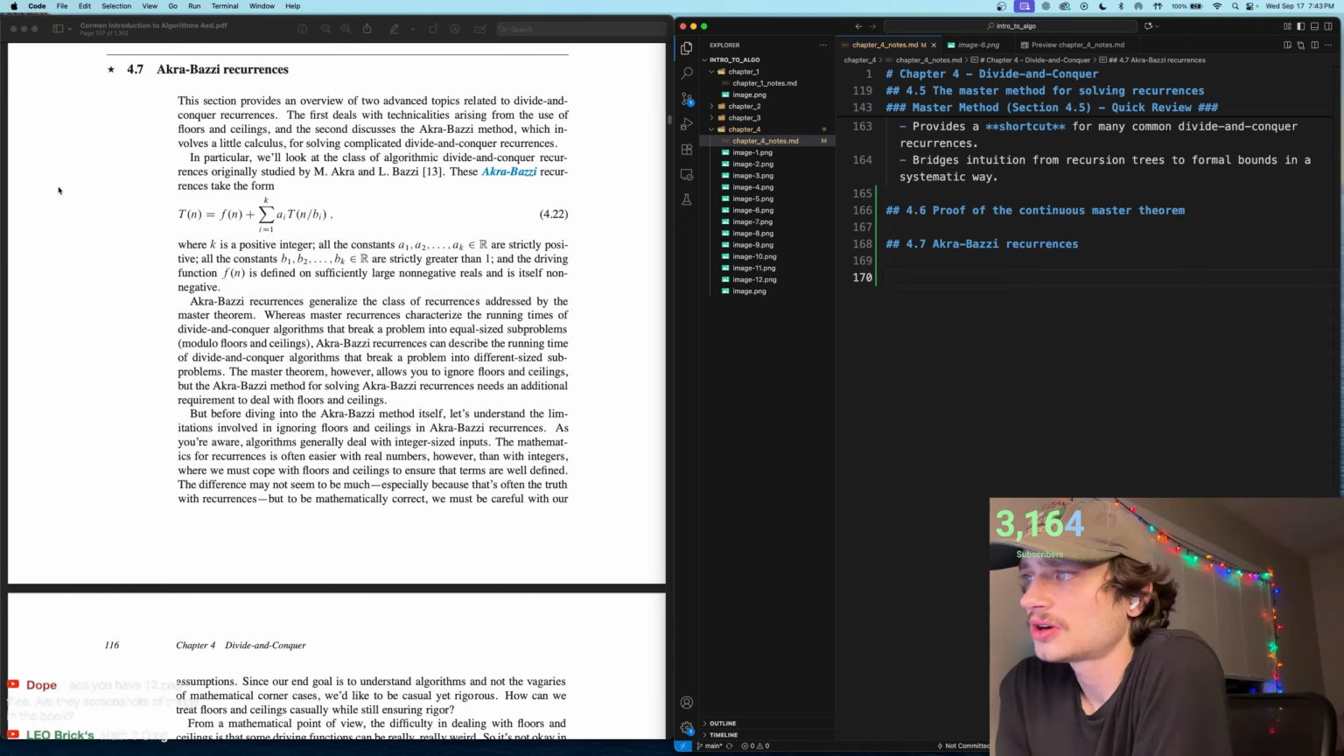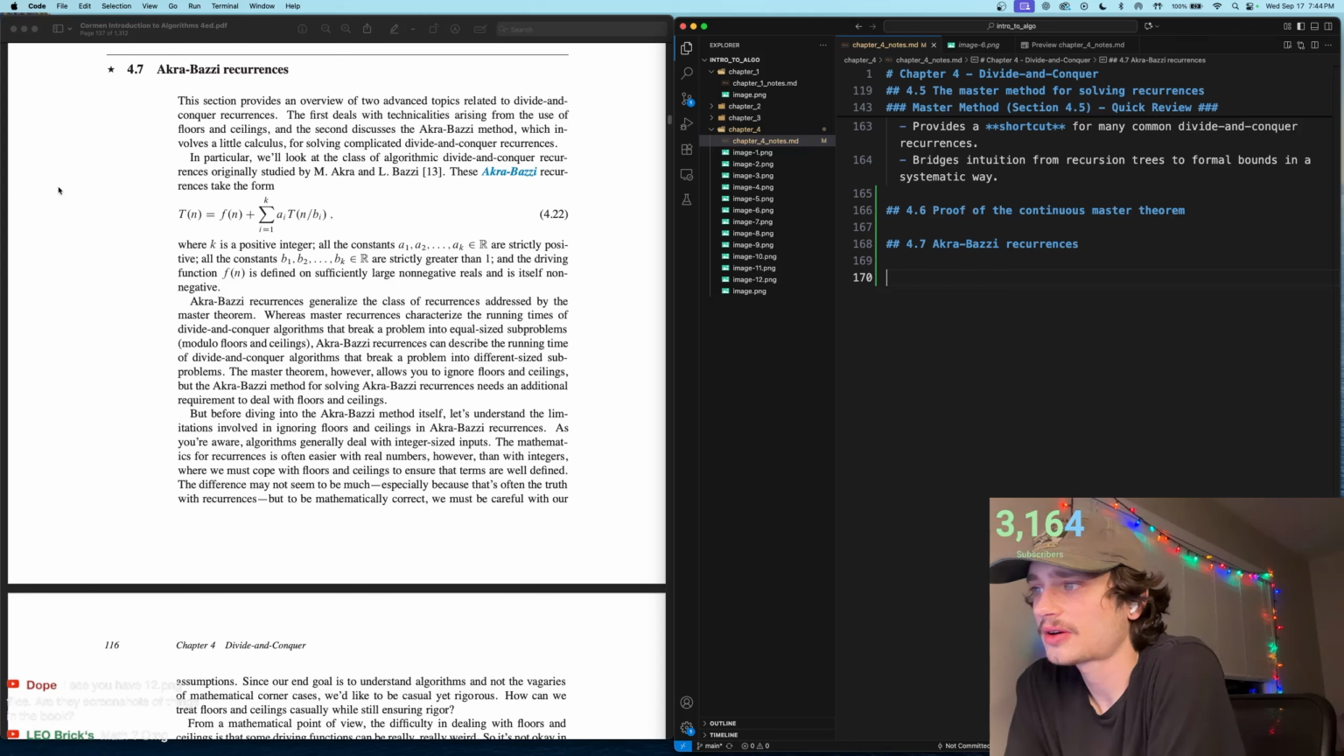Akra-Bazzi recurrences generalize the class of recurrences addressed by the master theorem. Master recurrences characterize the running times of divide and conquer algorithms that break a problem into equal-sized subproblems, modulo floors and ceilings. Akra-Bazzi recurrences can describe the running time of divide and conquer algorithms that break a problem into different size subproblems. The master theorem allows you to ignore floors and ceilings, but the Akra-Bazzi method for solving Akra-Bazzi recurrences needs an additional requirement to deal with floors and ceilings.